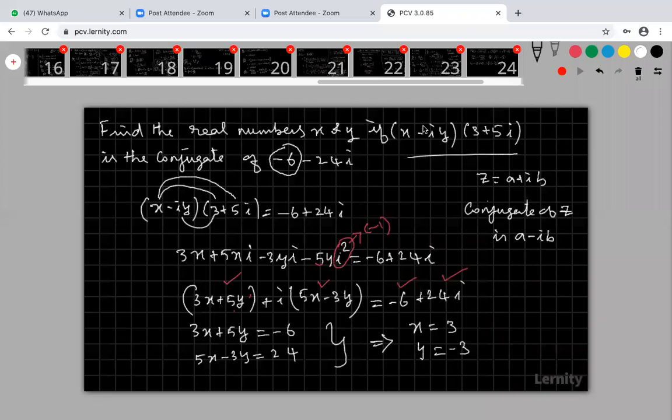Tomorrow only 20 questions. Next class, next test onwards, we will get a minimum of 25 or 30 questions. The first test I am giving only a smaller number of questions.